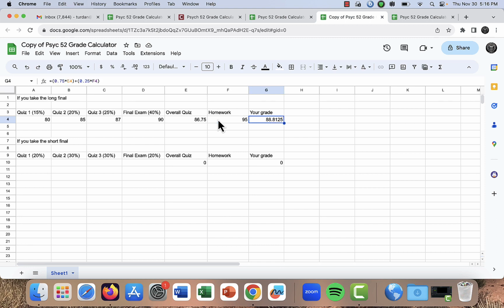And over here is a calculation combining your homework grade, which counts for 25% of your overall grade, and your quiz grade, which counts for 75%. So you don't need to enter anything into the overall quiz and into your grade. Those will be calculated for you automatically when you plug values into these 4 quizzes and you plug in your homework value.